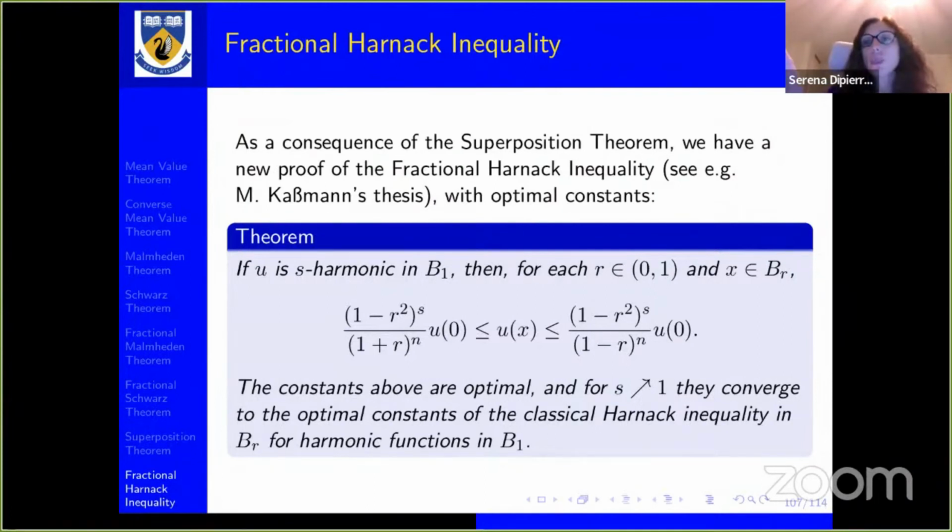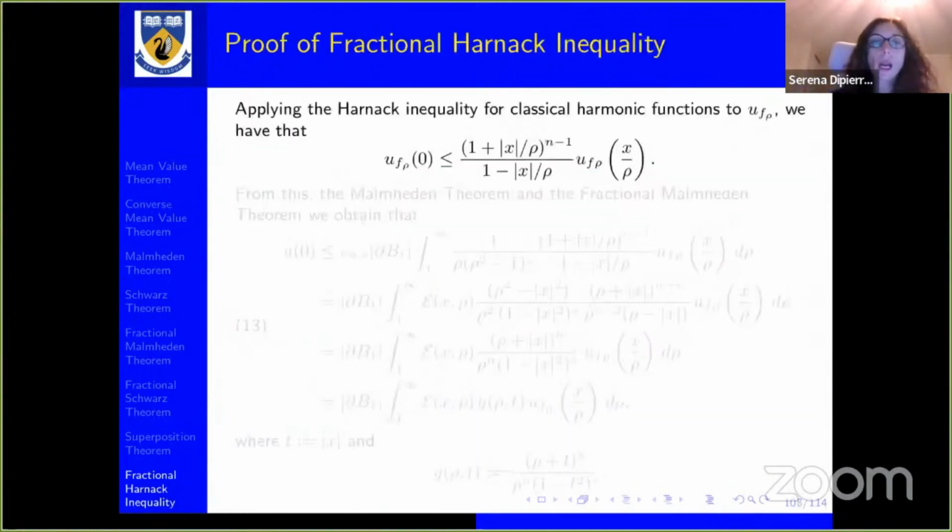Okay, so the last proof of this short course is the proof of this fractional Harnack inequality. We will use the fact that an s-harmonic function can now be written as a superposition of harmonic functions, and we can apply the classical Harnack inequality to the harmonic functions. So applying the Harnack inequality for classical harmonic functions to the U f rho, we have that U f rho is bounded by the constant that we have in the classical Harnack inequality multiplied by the function evaluated at x over rho.